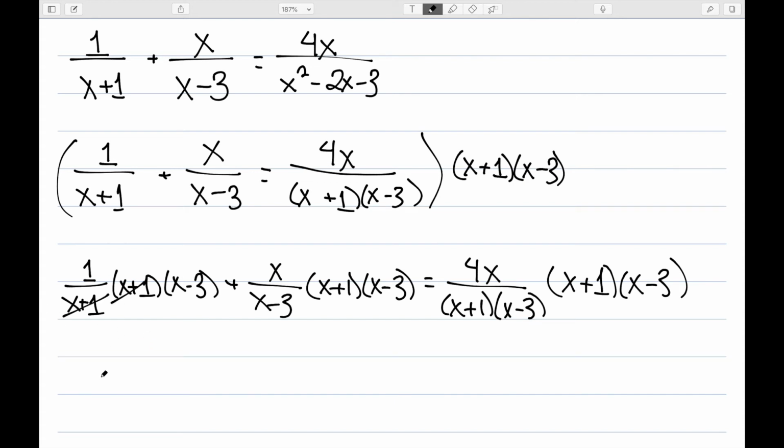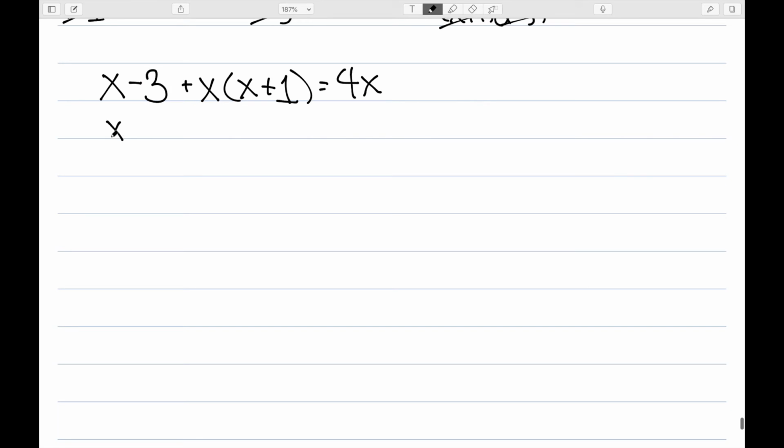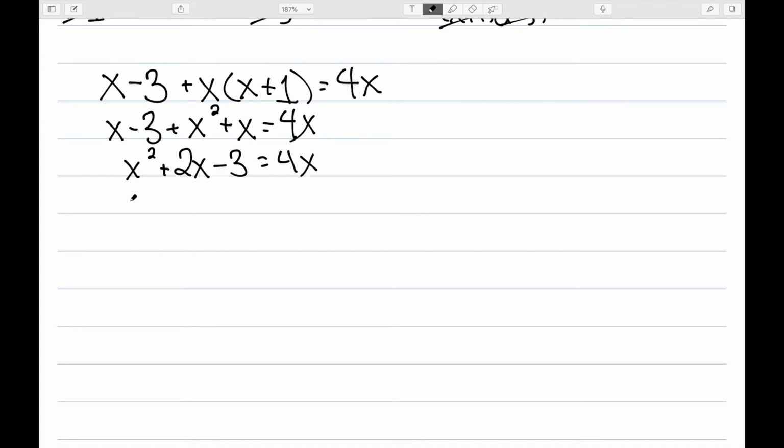Here my x plus 1's cancel. I'm just left with x minus 3. Here my x minus 3's cancel. I'm left with x times x plus 1. And here the x plus 1's and the x minus 3's cancel, and I'm left with 4x. We can then distribute. That gives me plus x squared plus x. The left-hand side is then x squared plus 2x minus 3 equal to 4x. And subtracting 4x gives me x squared minus 2x minus 3 equal to 0.